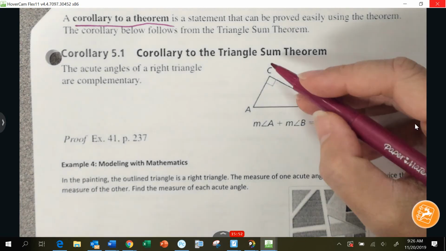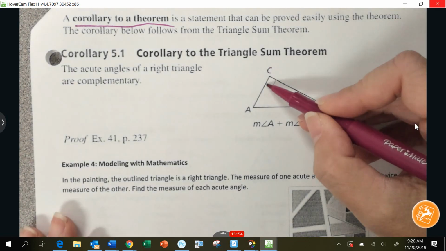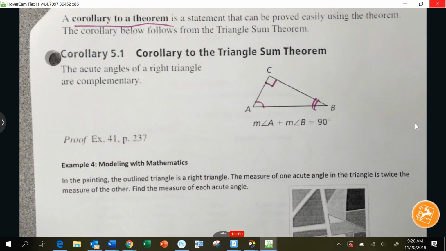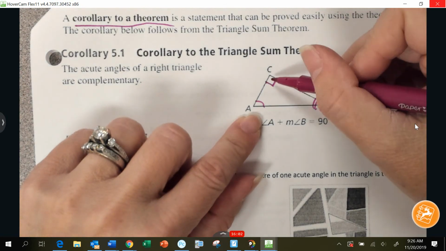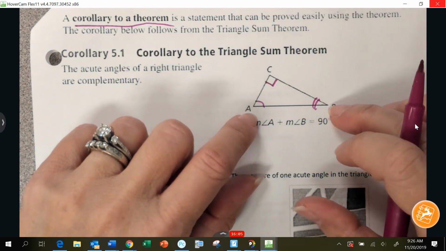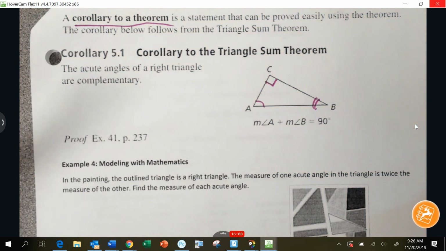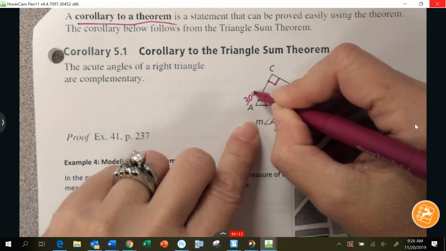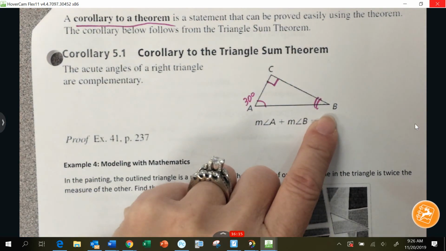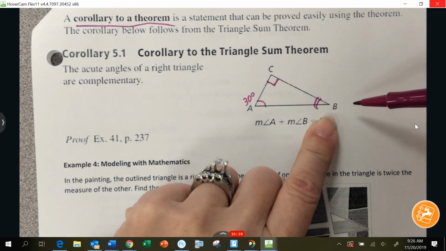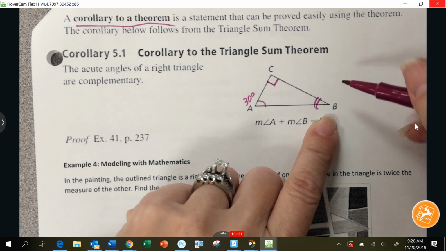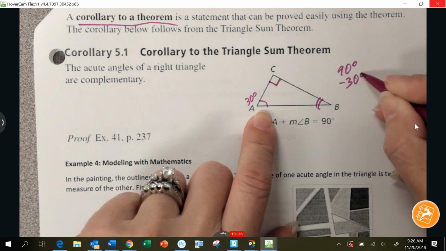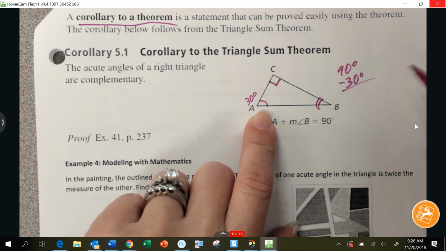If you have a right angle, then the other two angles always add up to be 90 as well, because the whole thing has to be 180. If that 90 is this one, the other two have to equal 90. So if I'm trying to find a missing angle, let's say I know this one is 30 degrees and I have to find this one, I don't add 90 plus 30 and subtract from 180. That's a lot of work. I just know that these two have to add up to be 90. So I go 90 minus 30 is what, guys? 60.